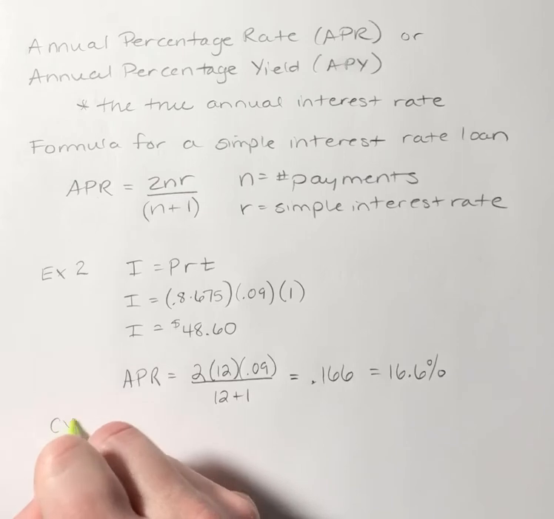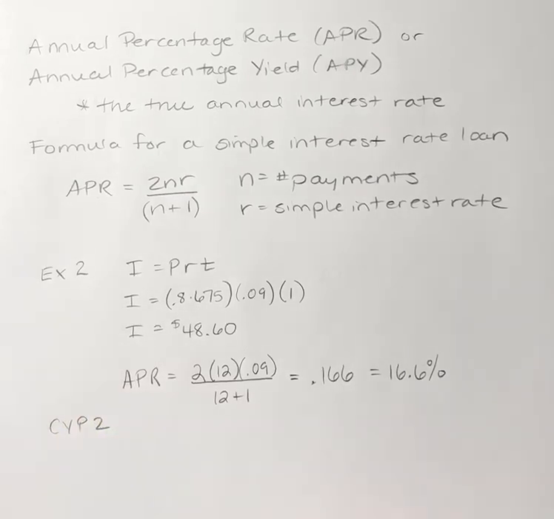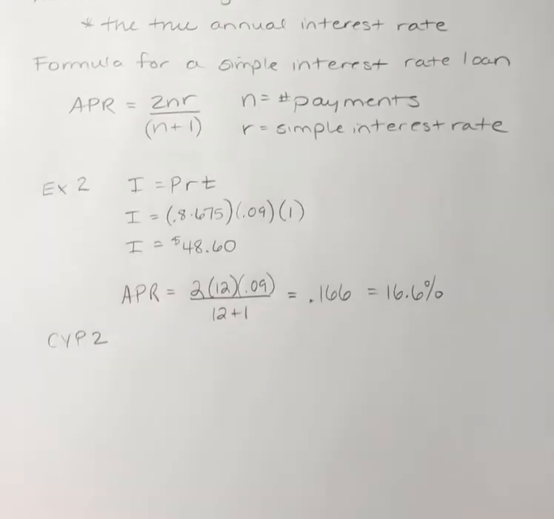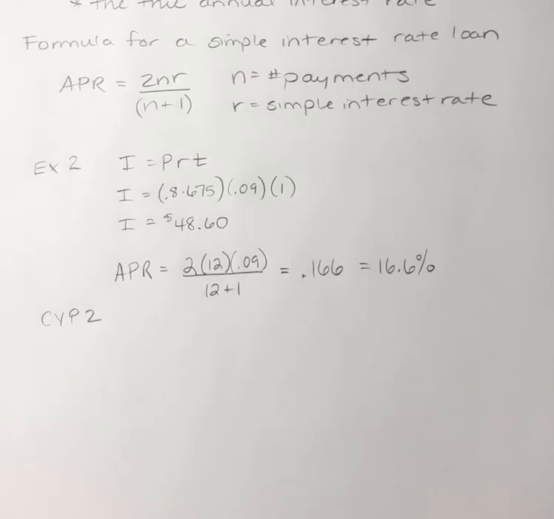And let's take a look at Check Your Progress 2. This is on page 651. You purchase a washing machine and a dryer for $750. You pay 20% down and agree to repay the balance in 12 equal monthly payments. The finance charge on the balance is 8% simple interest.